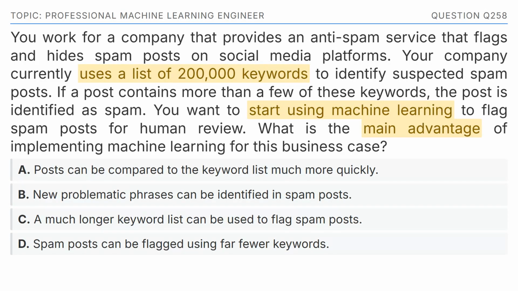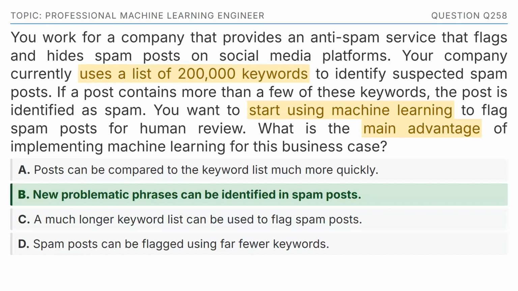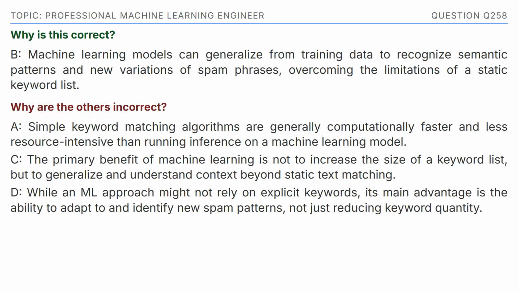To arrive at the correct answer, we focus on the keywords: uses a list of 200,000 keywords, start using machine learning, main advantage. The correct answer is option B, new problematic phrases can be identified in spam posts. Why is this correct? B. Machine learning models can generalize from training data to recognize semantic patterns and new variations of spam phrases, overcoming the limitations of a static keyword list.